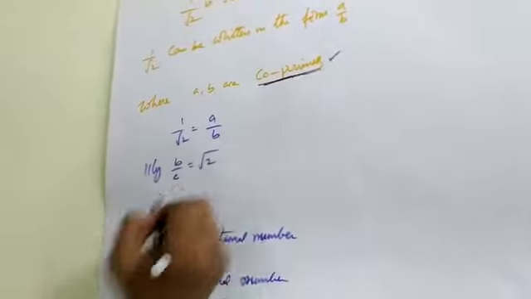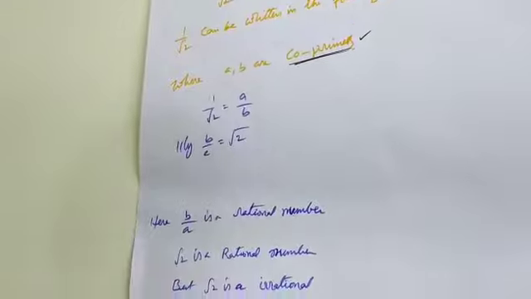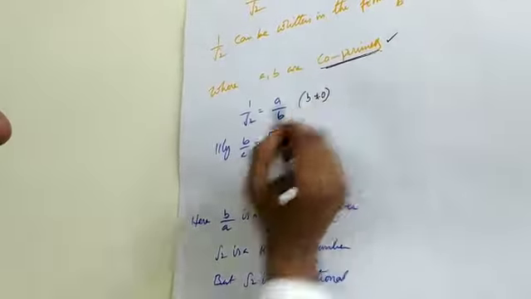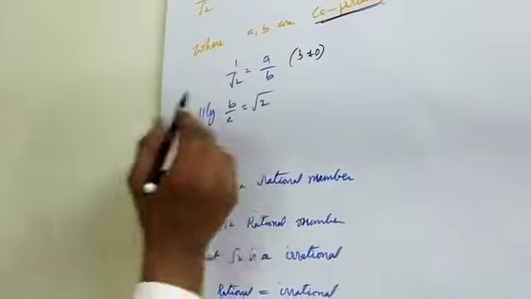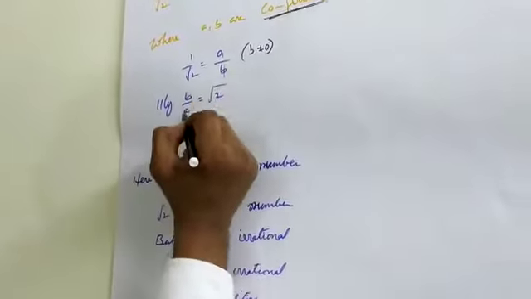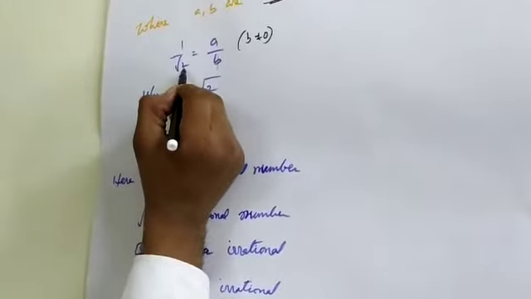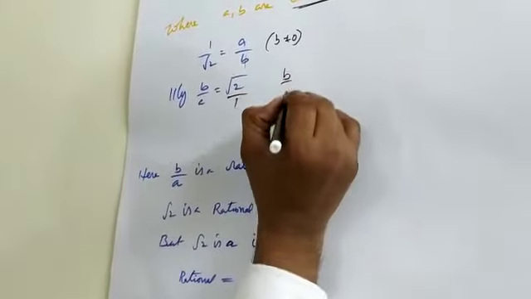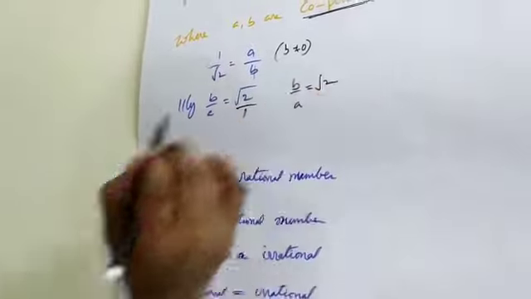See, 1 by root 2 is equal to a by b. Why? 1 by root 2 is a rational number, therefore a by b is not equal to 0. Here 1 by root 2 is equal to a by b. The reciprocal of a by b is b by a, and the reciprocal of 1 by root 2 is root 2 by 1. That means b by a is equal to root 2.